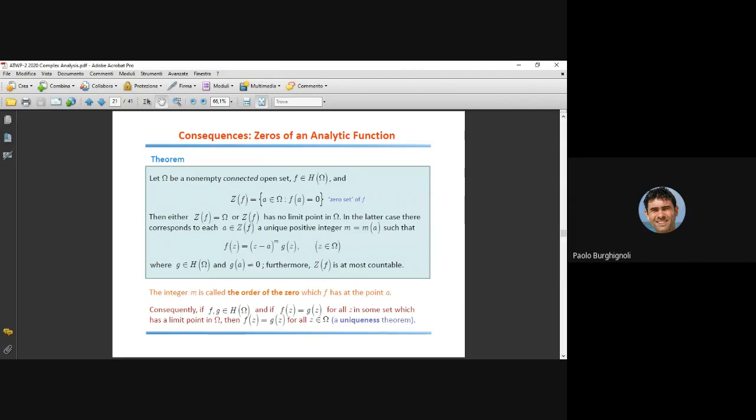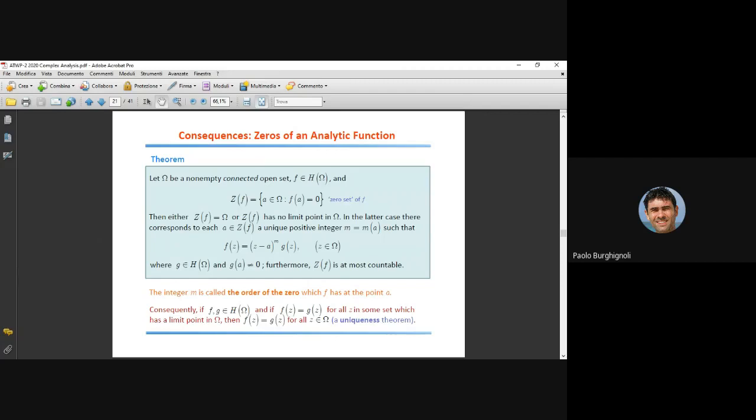Then we have a characterization of this zero set. Either the zero set is the whole non-empty set omega, so the function is identically 0 in omega, or otherwise the zero set has no limit point in omega. So it's made of single discrete isolated points, and in the latter case, there corresponds to each a in the zero set, so as we will say, to each 0 of our analytic function, a unique positive integer m, which depends on the 0, of course, such that the analytic function f of z can be represented as the product of the monomial z minus a at the mth power times g of z, where g is holomorphic in the entire domain omega. g is different from 0 at the point a, and m is an integer, as I said.